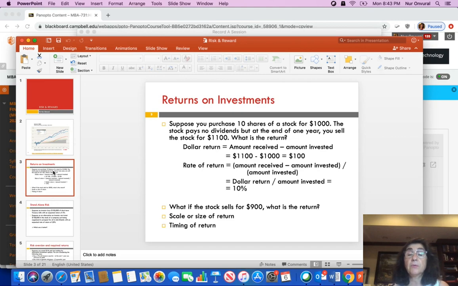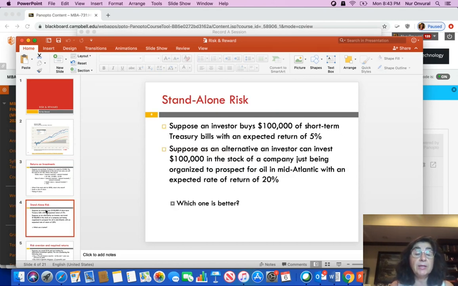Obviously the return will be the sale price minus the purchase price, and that gives you $100. If you divide that by the amount that you invested, you can tell that the rate of return is 10%. On the other hand, if the stock sells for $900, what would the return be? You will still do the same calculation, sale price minus purchase price, divided by the amount invested. That gives us the return on investment.